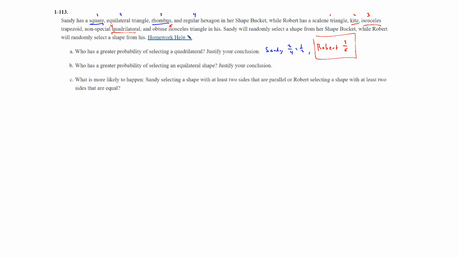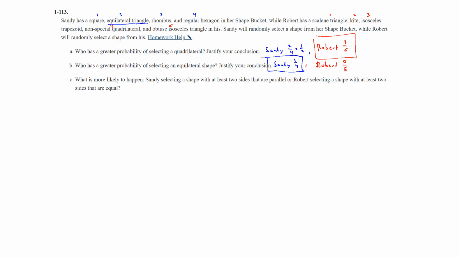So let's go through and look at each of those. So for Sandy, she has an equilateral triangle. Looks like that's it. So Sandy has 1 out of 4. And then Robert, he has scalene, kite, isosceles, non-special, and an obtuse isosceles. So it looks like he doesn't have any. So that's a 0 out of 5. So therefore, if Robert can't get any and Sandy can get 1, then she has the better probability.